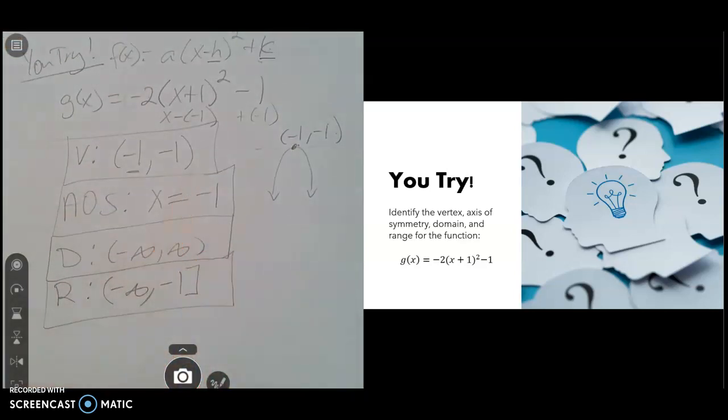So there you go. There's your vertex, axis of symmetry, domain, and range for that function.